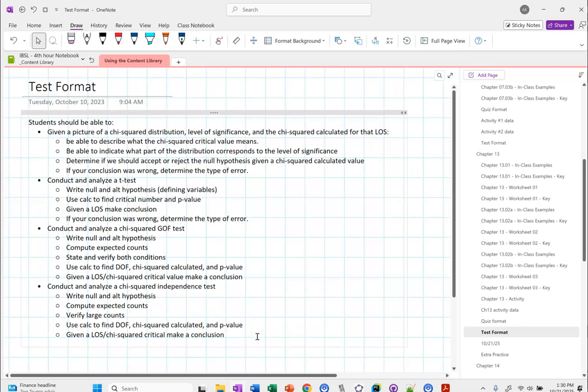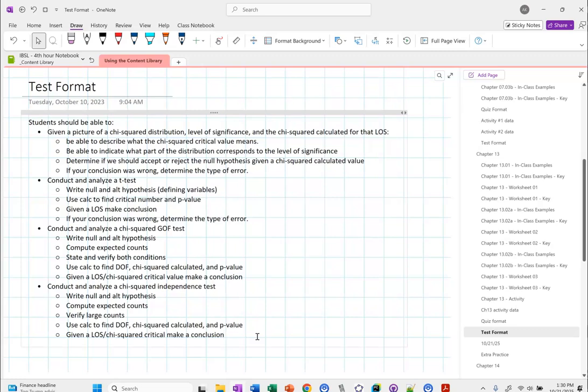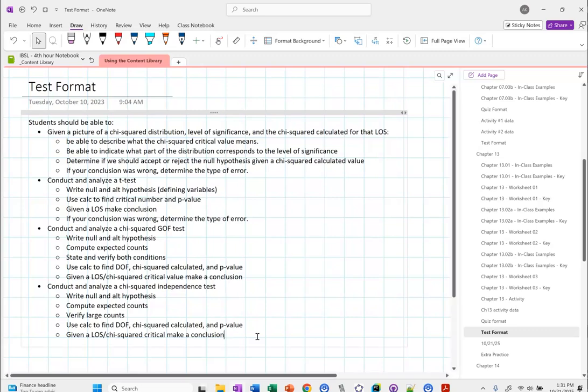Does everybody feel okay with what I'm asking you to be able to do? Yeah. Okay, what's going to be the hardest part? For you, maybe. It's going to be telling the difference between reading the story problem and going, is that a t-test? Is it a two-variable t-test? Is it a chi-squared independence test? Is it a chi-squared goodness of fit test? Because I will not tell you in the problem what type of test you're doing.